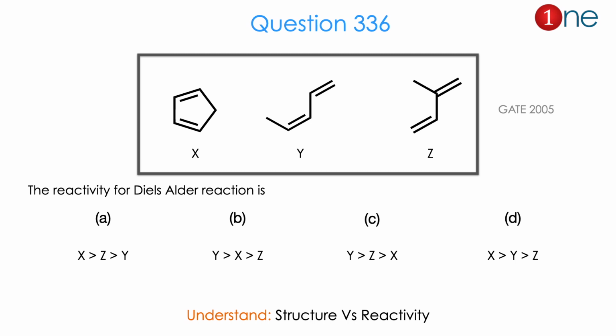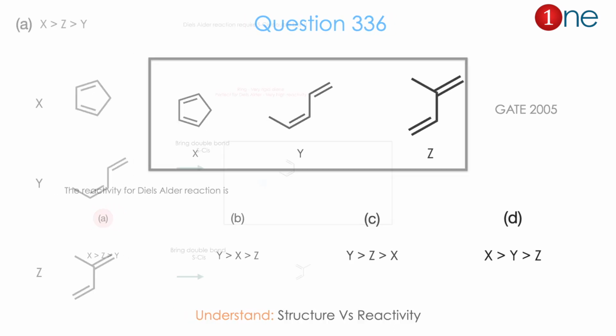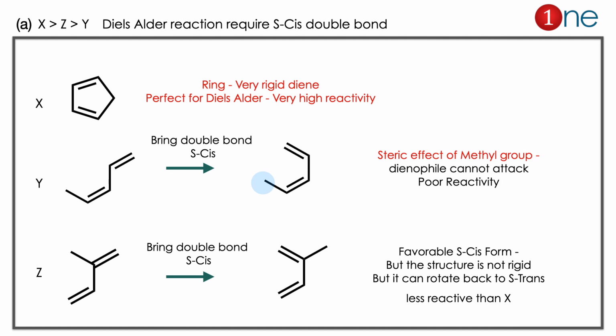So from the question of diene and the reactivity in Diels-Alder reaction, you might realize the question is really about structure versus reactivity. The answer is A. Let us see how. Here Diels-Alder reactions require an S-cis bond. S means single, cis bond, double bonds connected through a single bond, so it is called S-cis. So we have to bring all the structures to S-cis form. So we rotate the single bond there.